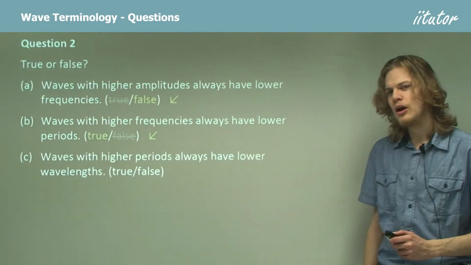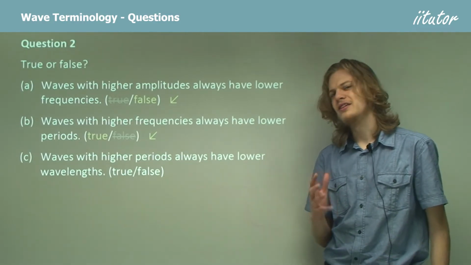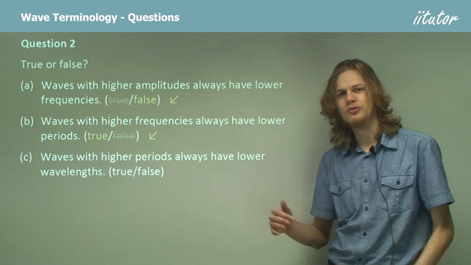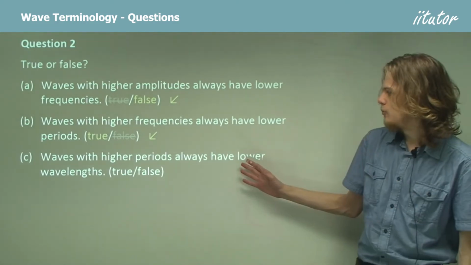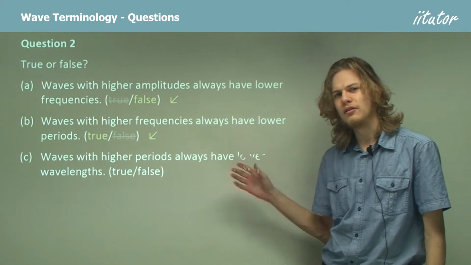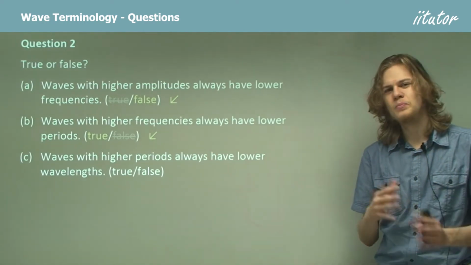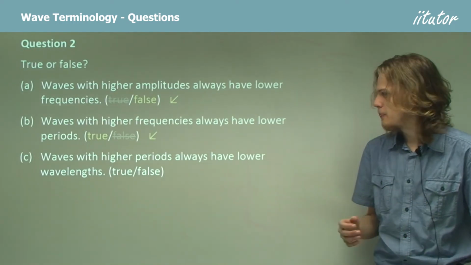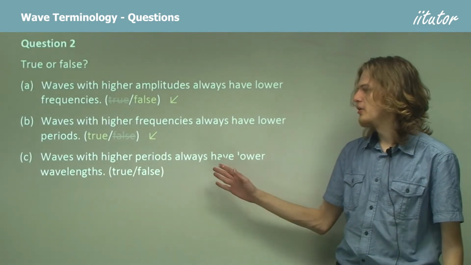C. Waves with higher periods always have lower wavelengths. Now this is an interesting question. We know that if a wave has a high period, it will take a long time for a wavelength to travel through a particular point. And we know that if something has a low wavelength, then it will be very bunched up and together. But what we don't know is the speed of the wave. If the wave is traveling extremely quickly, then even if it has a very high wavelength, it might have a very low period.